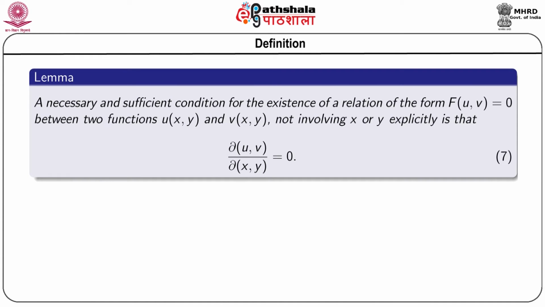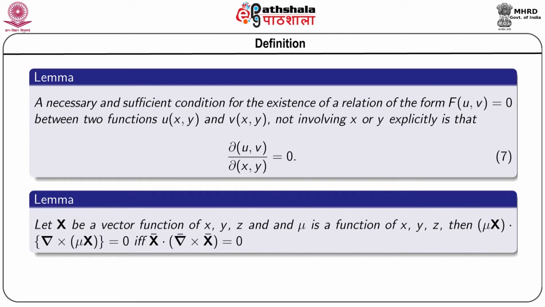There is a lemma: a necessary and sufficient condition for the existence of a relation of the form f(u, v) = 0 between two functions u(x,y) and v(x,y) not involving x or y explicitly is that the Jacobian del(u,v)/del(x,y) = 0. This lemma can be proved very easily. If anyone is interested to see the proof of this lemma, they can go through the study material of this lecture. Now, there is another lemma.